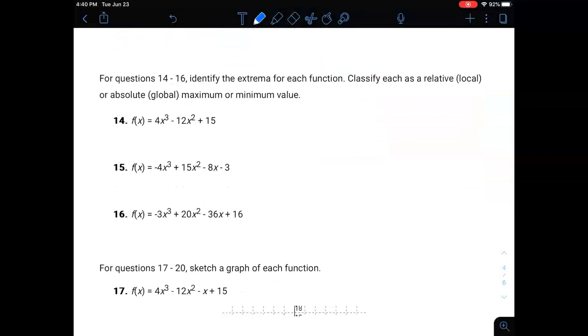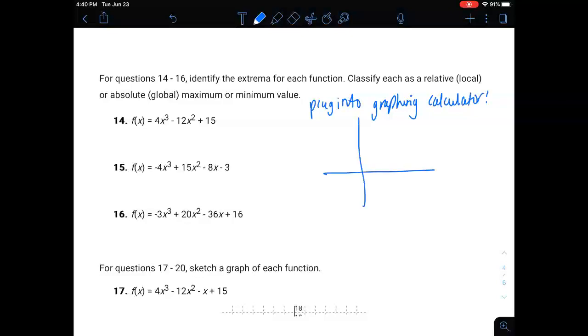All right. Then for this one here, for 14 through 16, the easiest way of figuring this out would be to plug into your graphing calculator. Okay, plug into your graphing calculator, right? Get a generated graph and then figure out where the low point or where the high point is. Okay? Where the low point and where the high point is. And you're going to have to use your calculator for that one.